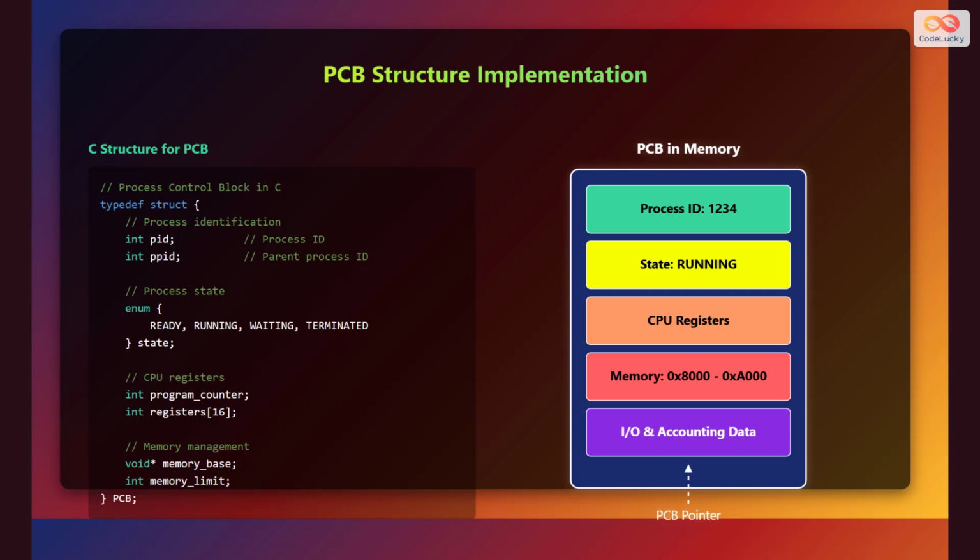Let's discuss the structure and implementation of a process control block, focusing on how it can be defined in the C programming language. Here is the C structure for PCB. We start with the process identification, including the process ID and parent process ID. Next, we have the process state, which can be ready, running, waiting, or terminated. Then we have the central processing unit registers, including the program counter and an array of registers. Finally, we have the memory management information, including the memory base and memory limit. This is a simplified representation, but it captures the essential components of a PCB in C.